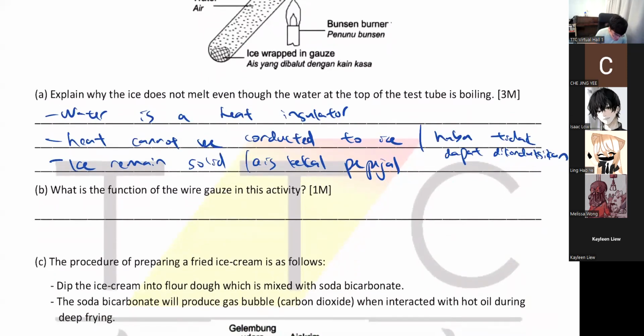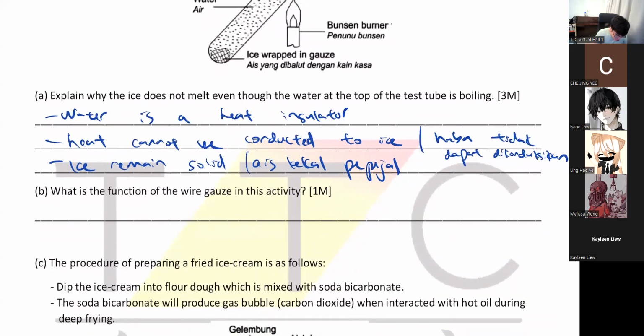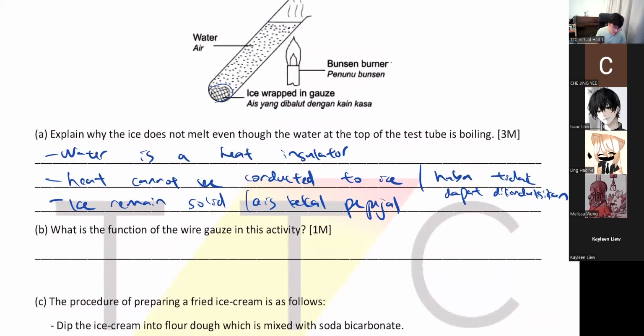So, what is the function of wire gauze in this activity? This is to keep the ice here. Because ice will float, right? This is to prevent the ice from floating. Guys, this is not the main question. The main one is this.